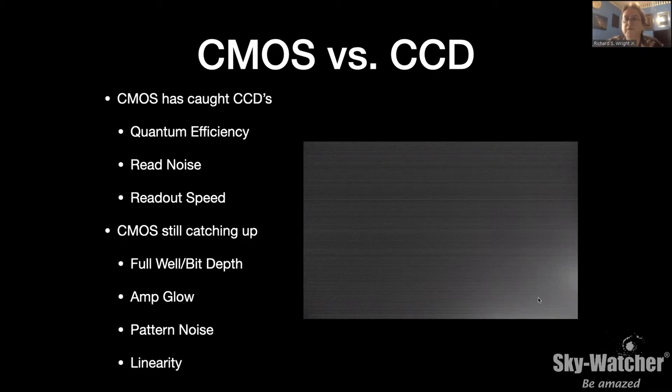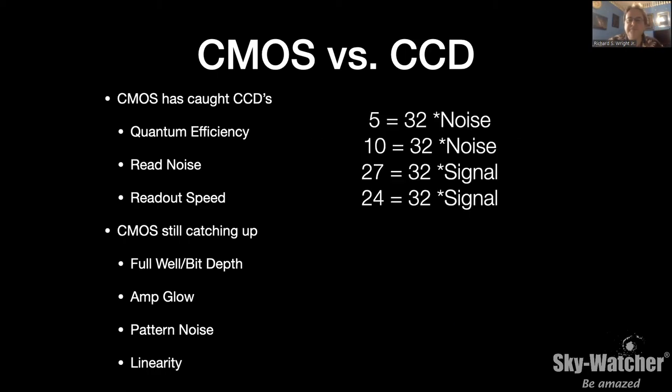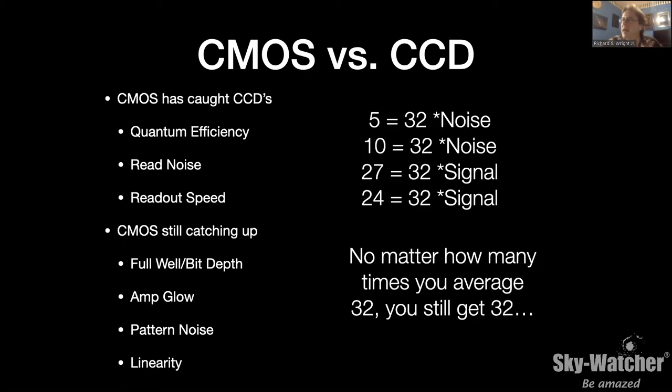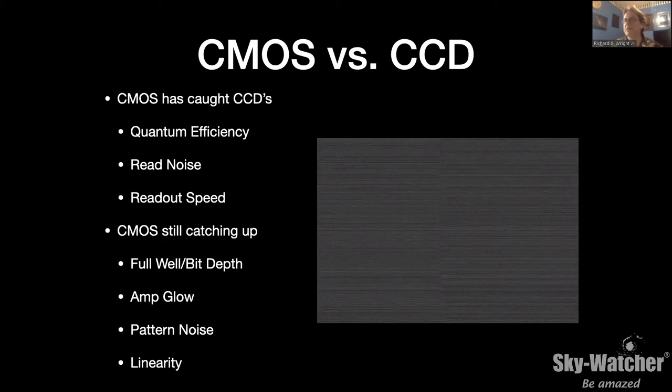It may not be true a year from now, but at least today that is the case. So now we'll jump past my other slides and talk about pattern noise. This is another bugaboo with many, but not all, CMOS cameras: dancing pattern noise. This is two images next to each other. Again, I don't know if it comes across with enough resolution on Zoom, but you can see these lines on the left-hand side don't line up with these lines on the right-hand side.